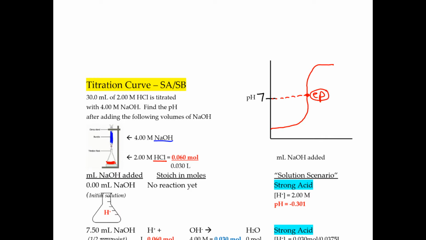The best thing to do is find the equivalence point. You figure out what volume of NaOH has to be added, and that's going to go right over here. That's going to be the equivalence point right there. So how do we figure this out? We look at what we know.